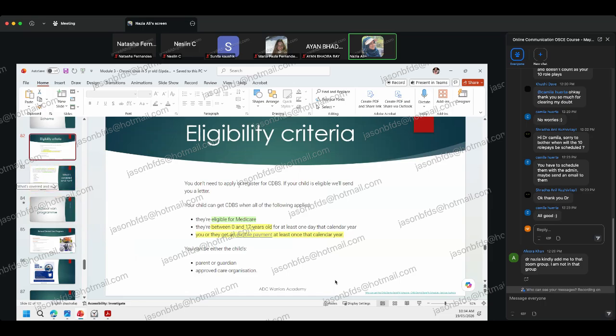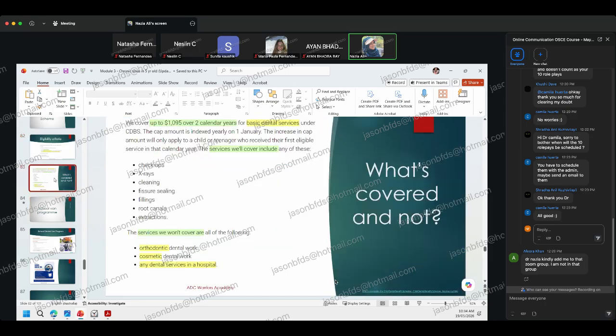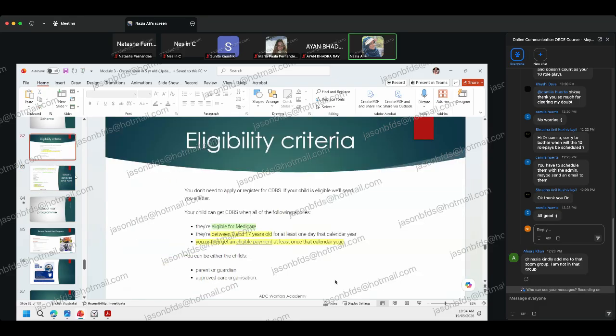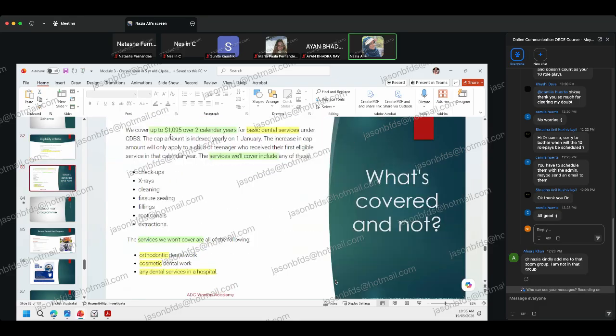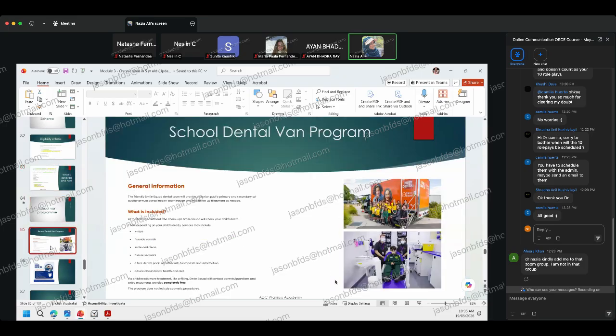I think it's about 1,100 or close to 1,200. I think they've raised it. Previously it was 1,095. Now they've moved it up a little bit, about 100 extra. And then they would use that child benefit scheme, and under that they can provide them some treatments.